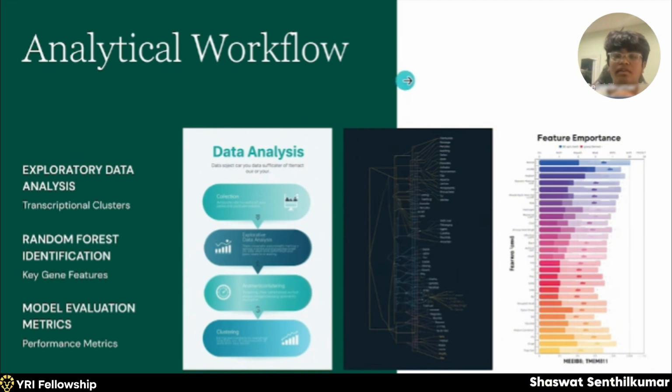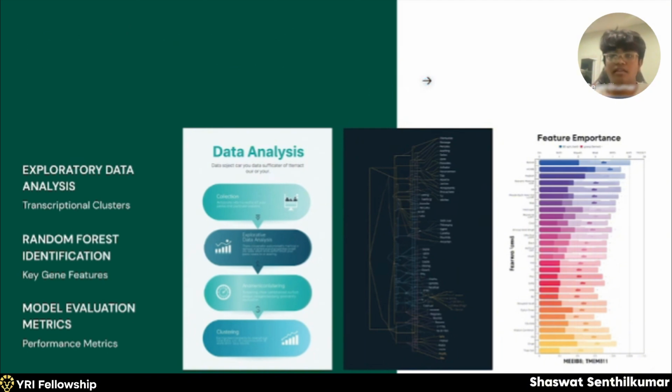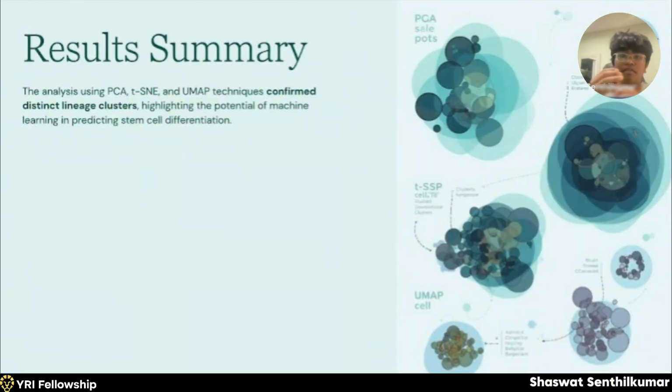So using the machine learning model, there were 8 main plots that came out of the results summary, and the analysis using these different techniques like PCA, t-SNE, and UMAP all confirmed the different lineage clusters that they had, which is the entryway into showing how effective machine learning could be in predicting different types of stem cells and their differentiation abilities.